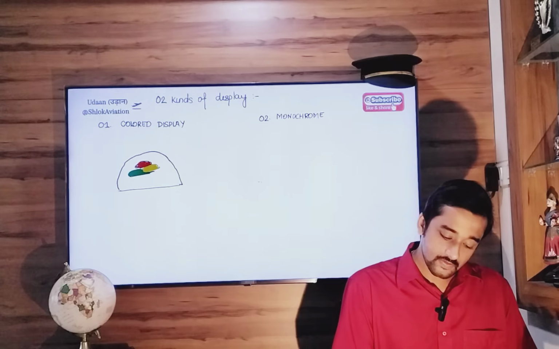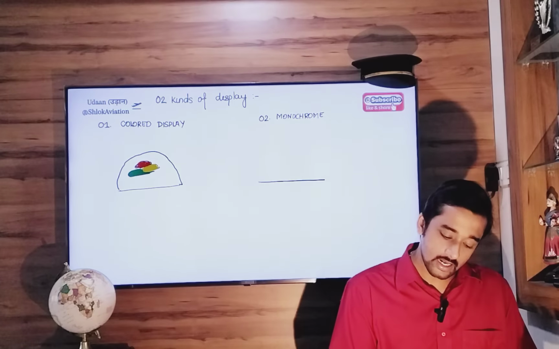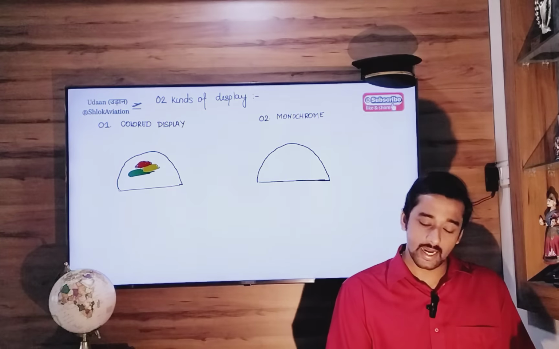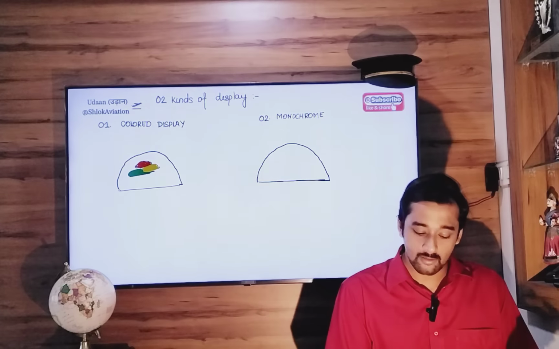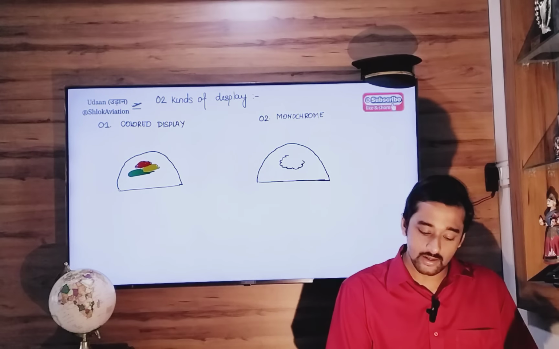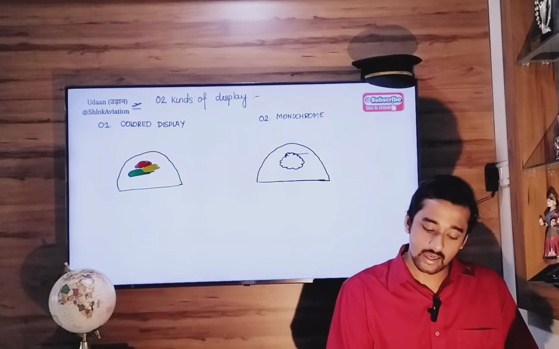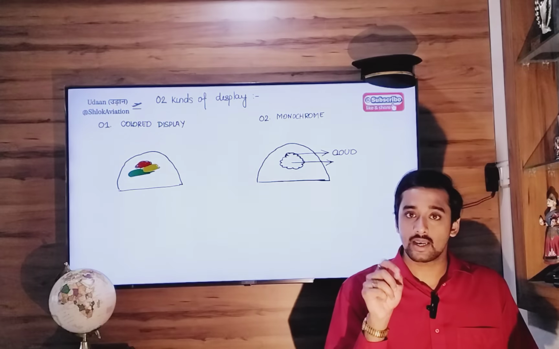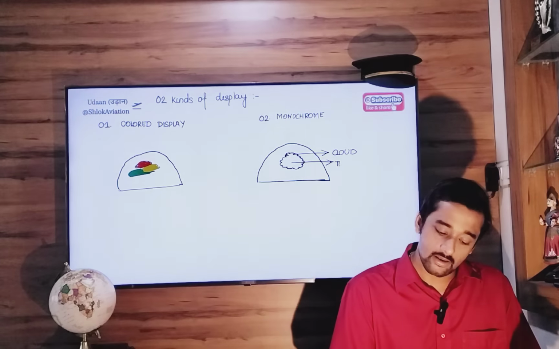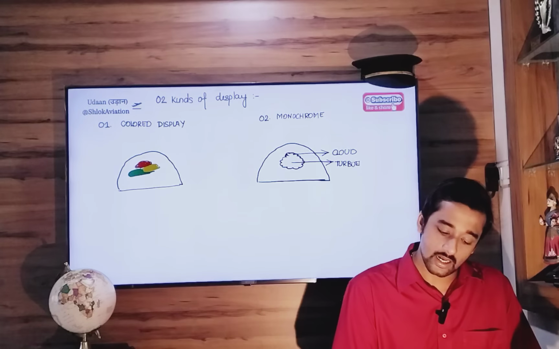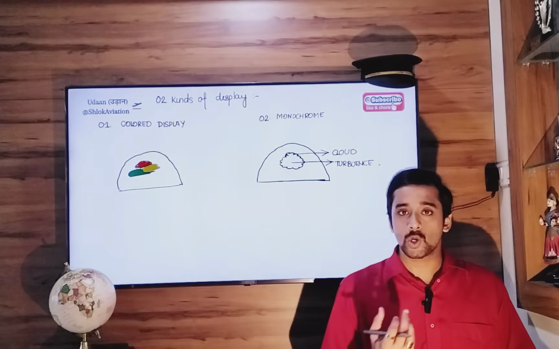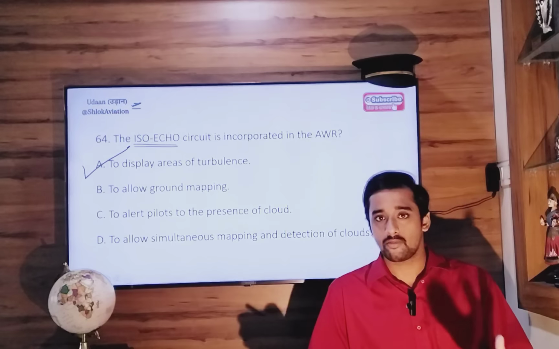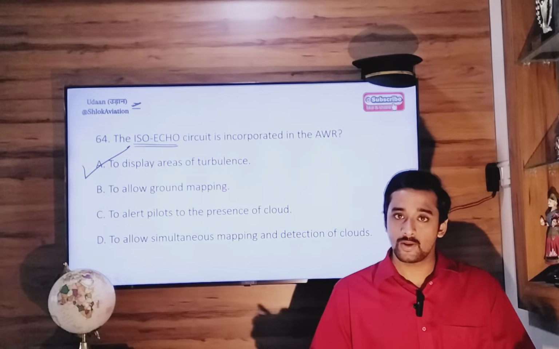As opposed to this, in a monochrome display or black and white display, an area of heavy turbulence will be indicated by white color. Now, how will the white color be shown? There will be a black ring, and this black ring is nothing but your cloud, and the white shade inside it is nothing but where you find turbulence in the cloud. So this is how a monochrome display is used. So the correct answer is that the iso-echo circuit, monochrome or black and white, is used to display areas of turbulence in the cloud.